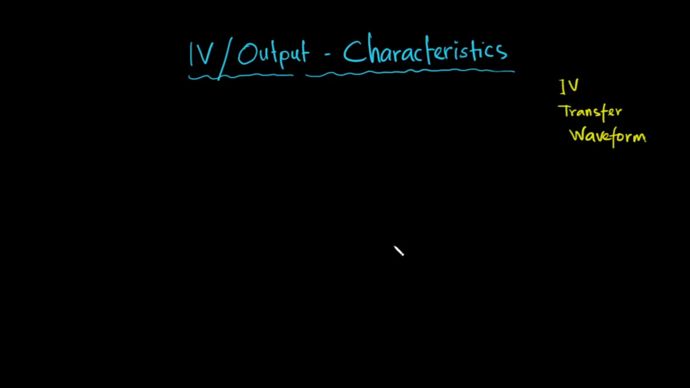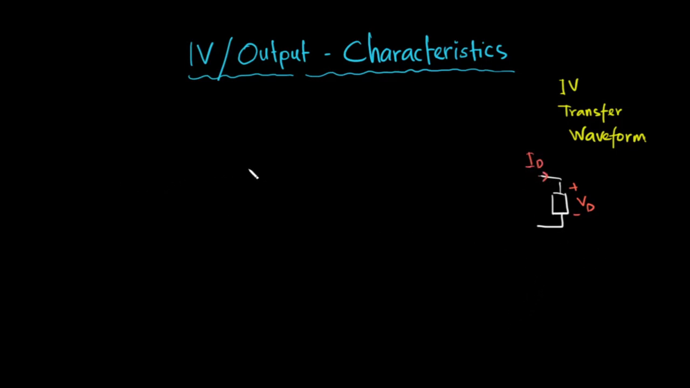Usually we draw IV characteristics for two terminal devices. Up to now we have been drawing IV characteristics for voltage sources, current sources, resistances and diodes. All of these were two terminal devices, and we plotted the voltage across the device and the current flowing through the device. If we plotted ID versus VD, then that would be the IV characteristics.